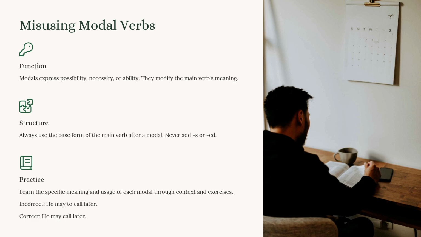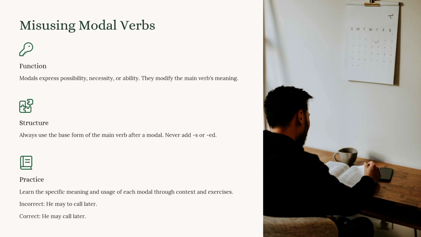This person can swim. The modal must shows necessity, right? You must wear a helmet. You have to wear a helmet. Then the other one is might, right? Might expresses possibility. We might go to the beach.